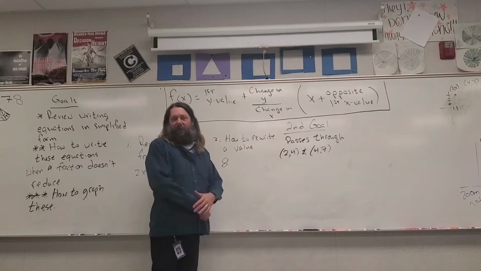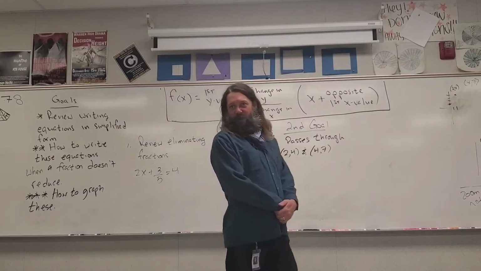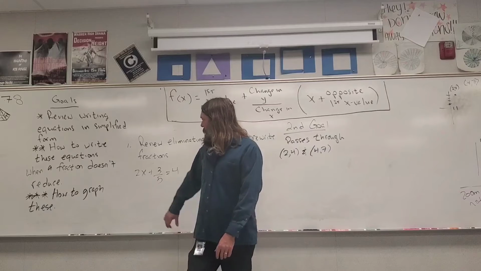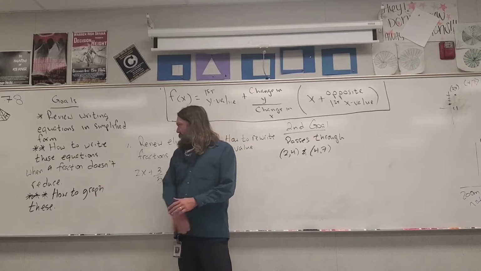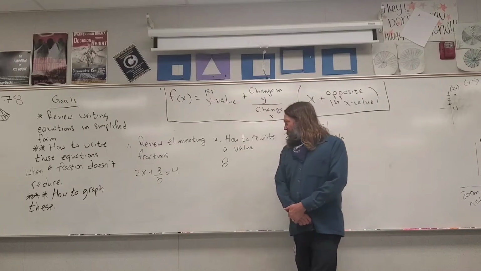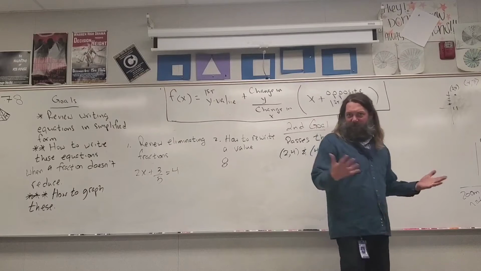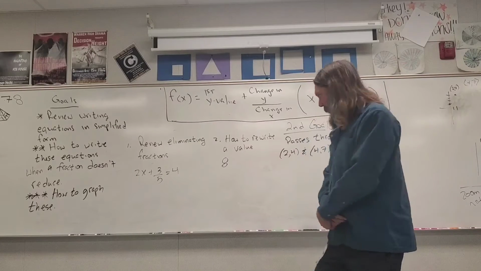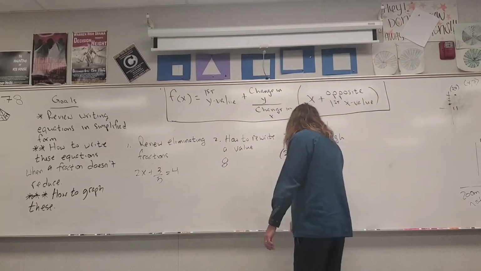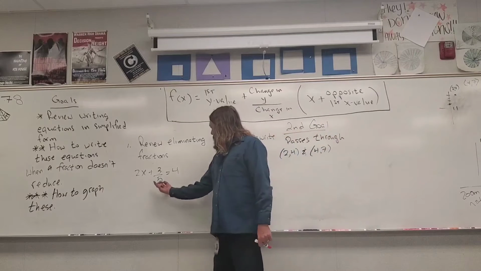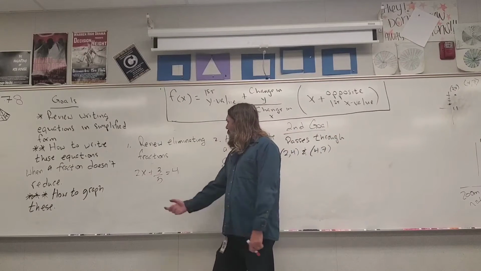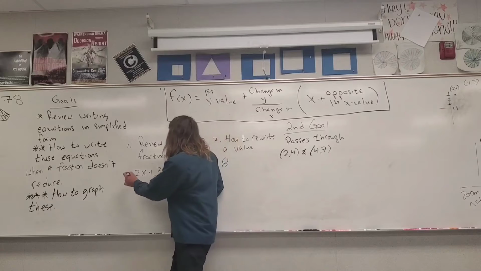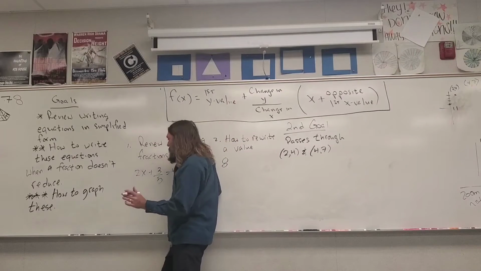I'm back. All right, so we're going to move on to our second goal. And remember, our second goal is how to write these equations when a fraction doesn't reduce. And so I thought it would be a good idea to just review how to eliminate a fraction here. All right, so what we're going to do when we eliminate a fraction is we're going to multiply everybody by the denominator. And what that's going to allow me to do is write an equivalent value of this.